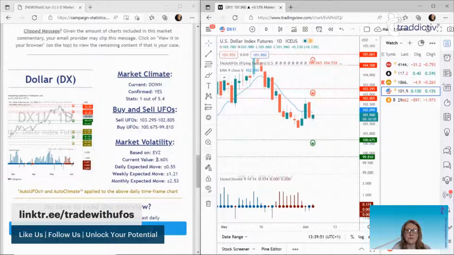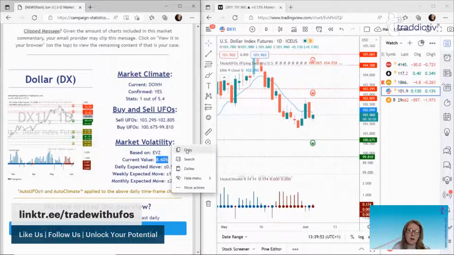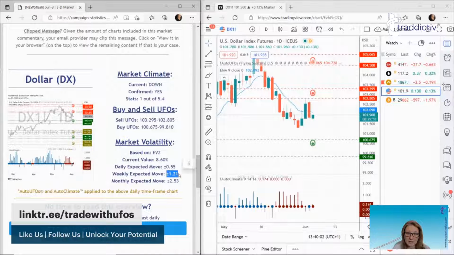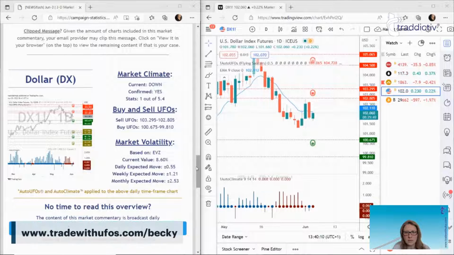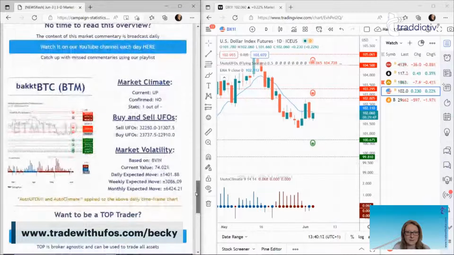So in terms of volatility, we'd expect movement up or down in 1 year of 8.6%. In a day, that's 0.55 points. In a week, 1.21 points. And in a month, 2.53 points. That's the US dollar. Now, let's move on to backed Bitcoin.